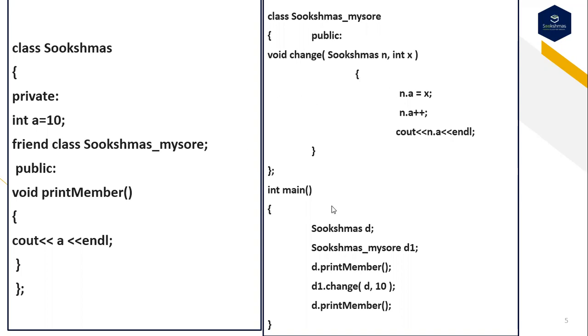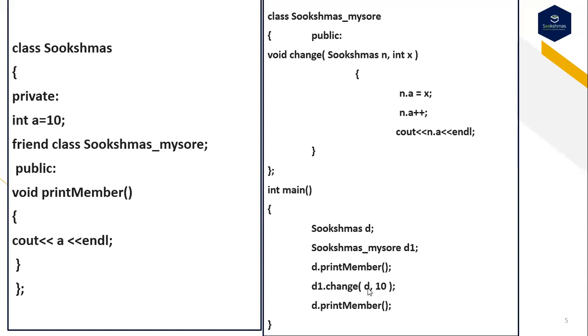Here execution of the program begins from the main. I have created an object for the Sookshmas class, and I have created an object for the Sookshmas Mysore also. I have created two objects for the respective classes. Now with the help of the object of the Sookshmas class, I'm calling the print member. So control reaches here, and this is the value displayed on the screen. And then after that, d1 is an object belonging to the class called Sookshmas Mysore, and d1 dot change, and I'm passing the object as an argument, and also I'm passing 10.